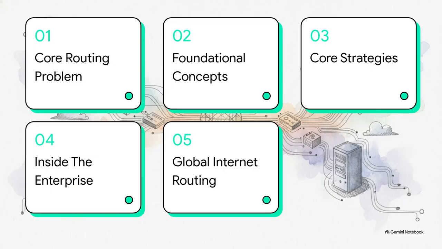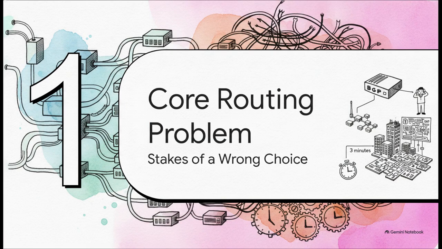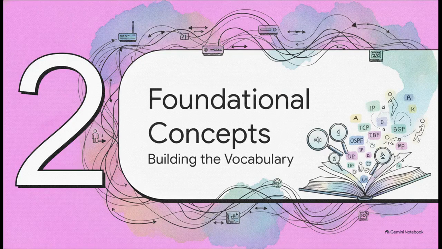Here is our roadmap for today's chapter. We've got 5 sections. 1. The core routing problem. 2. Foundational routing concepts. 3. 3 core routing strategies. 4. Inside the enterprise network. And finally, 5. Routing the global internet. All right, diving into section 1, the core routing problem and the stakes of a wrong choice. Moving right along to section 2, foundational routing concepts and building our vocabulary.